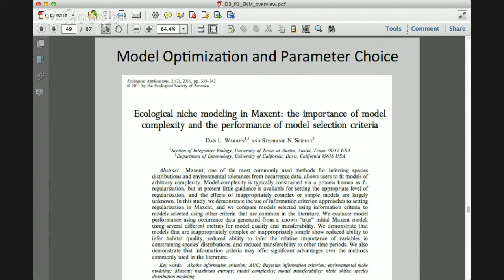Okay, last point in this panel is about parameter choice. Sorry, there may be one more after this. But there's this very interesting paper by Dan Warren and Stephanie Seifert. Essentially what they're talking about is using model selection criteria as a way of parameterizing an algorithm like Maxent. A very interesting paper. I recommend you take a look at it.